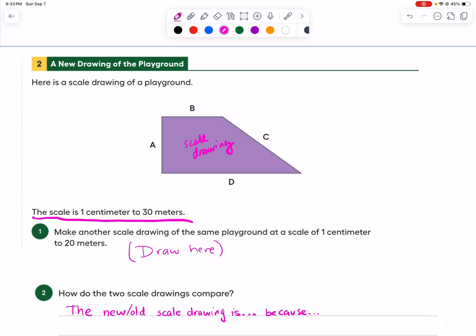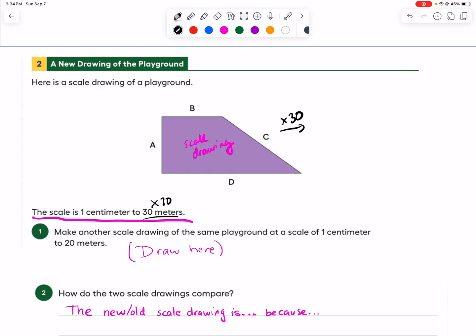Now we have to make another scale drawing of the same playground at a scale of 1 meter to 20 meters. There are 2 ways to do this. First method, well, you have to make the real one first. So in order to make the real one, we have to multiply by 30, because that's the scale for it. So we've got to multiply by 30.